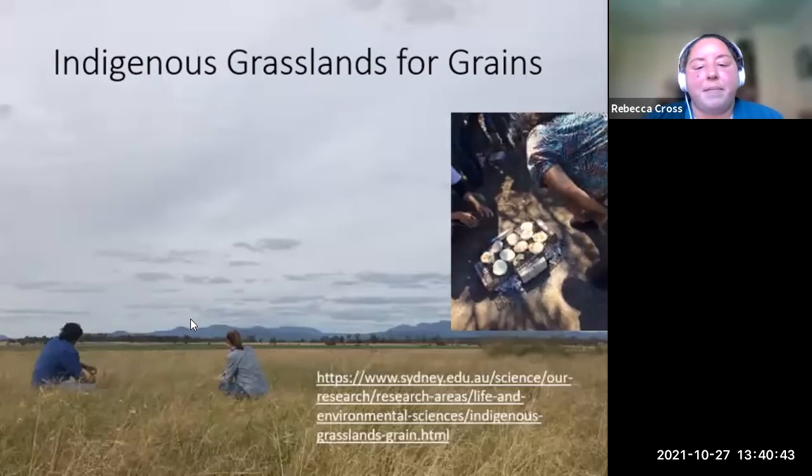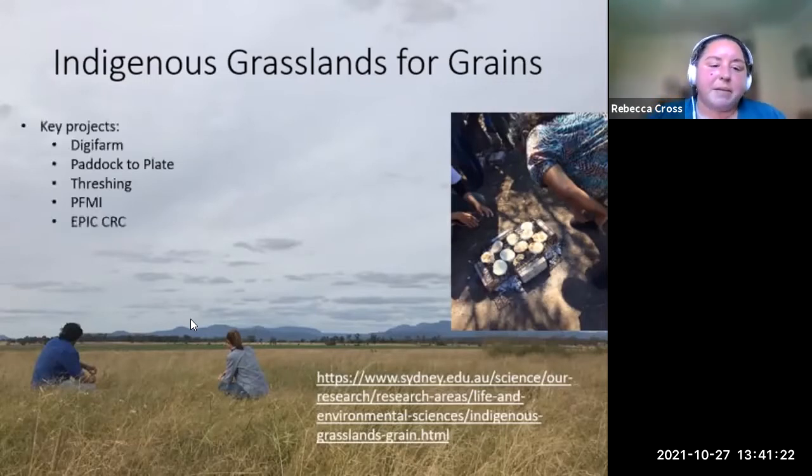Okay, so now I'm going to move a bit further north, and I'll show you a map of that in a second. So I'm going to look at this issue through the Indigenous Grasslands for Grains project that we've been running here at Sydney Uni for the last 5 years. It's based in the School of Life and Environmental Sciences because our Narrabri farm is based in that school and the science faculty, but it really branches out into multiple areas, into health, into archaeology. It's a very transdisciplinary project.